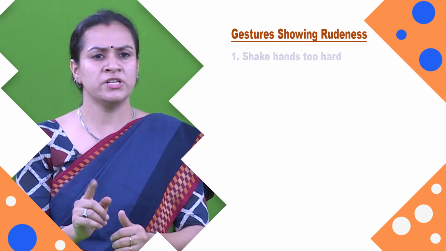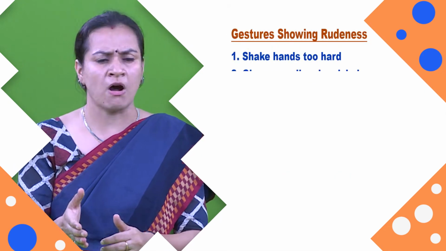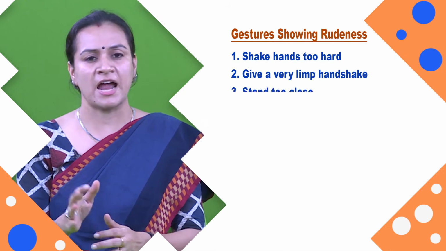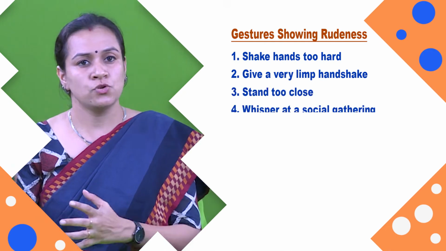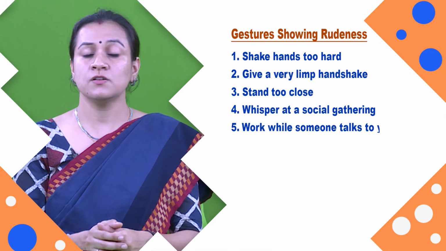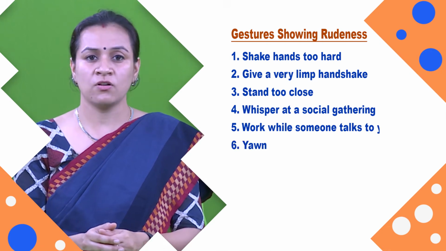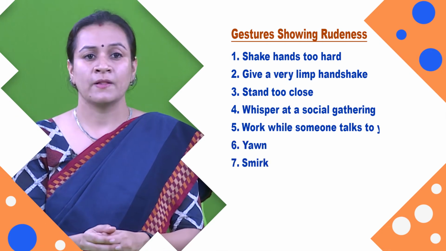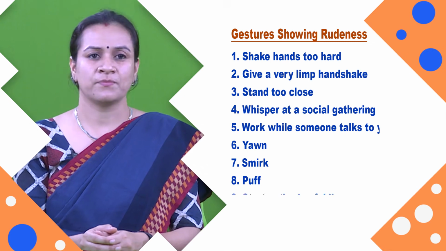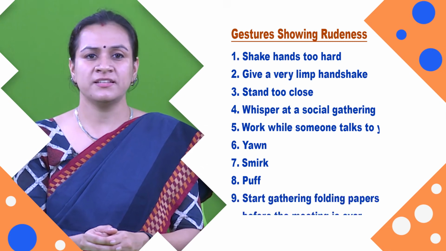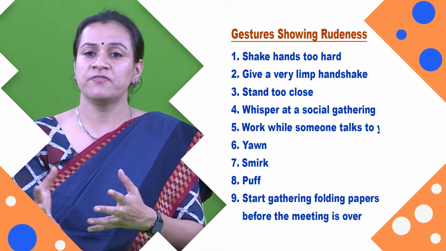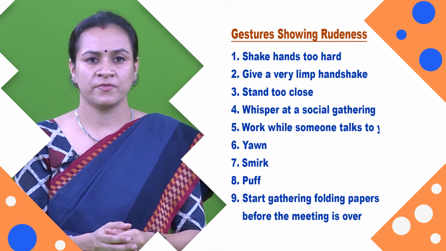Gestures showing rudeness: shake hands too hard, give a limp handshake, stand too close, whisper at a social gathering, work while someone is talking to you, yawning or smirking, puffing, start gathering and folding papers before the meeting is over.